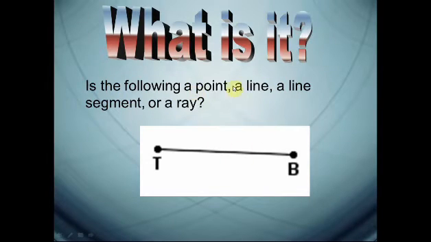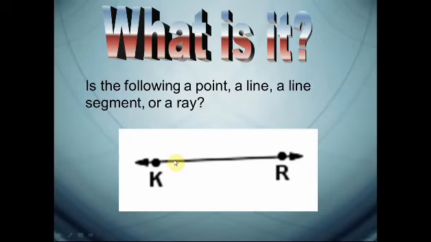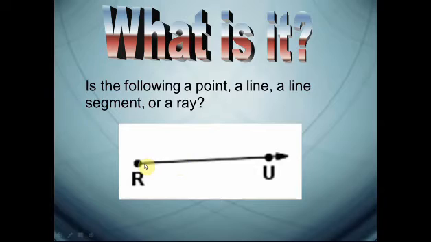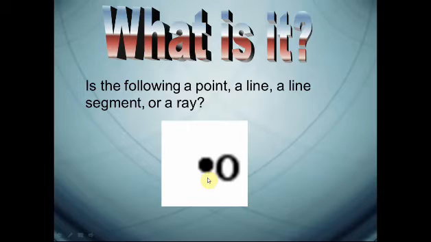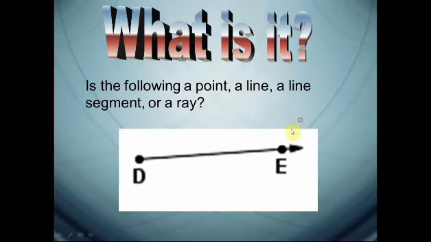Is the following a point, line, line segment, or a ray? This is a line segment, and this is a ray NH. This is line KR. This one is ray RU. And this is point O. This is line segment QO. Ray DE.